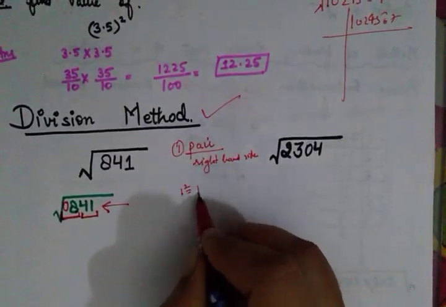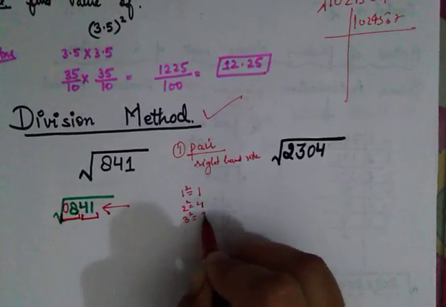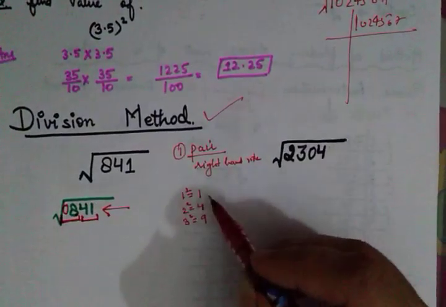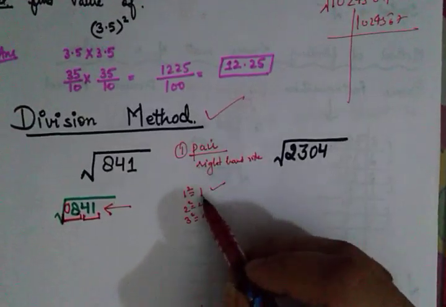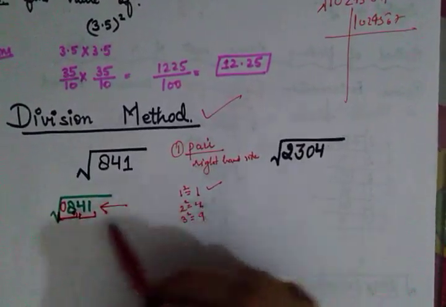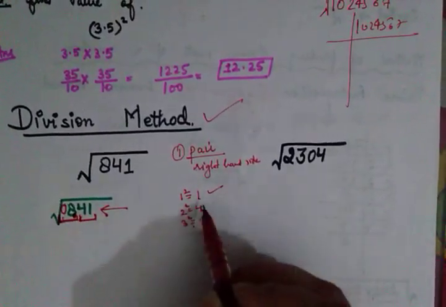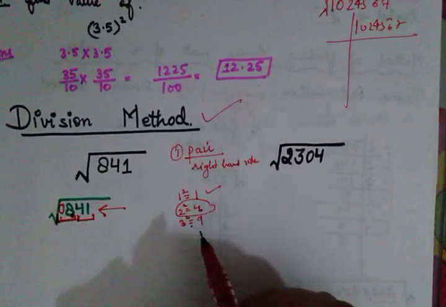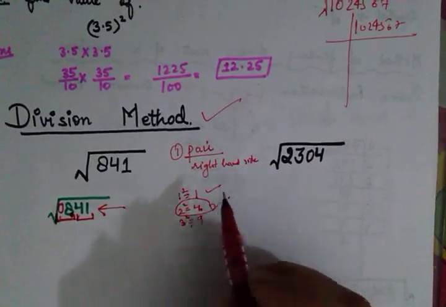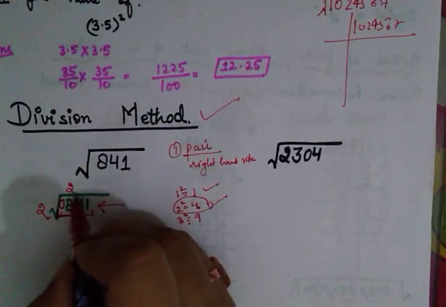1 square is 1, 2 square is 4, 3 square is 9. 1 I cannot select because it is too short of 8. 2 square is 4, okay, we can consider, but 3 square is going bigger than this. So whatever I am going to select, 2 square. This is my selected number. Write 2 here and 2 you will write on the top.